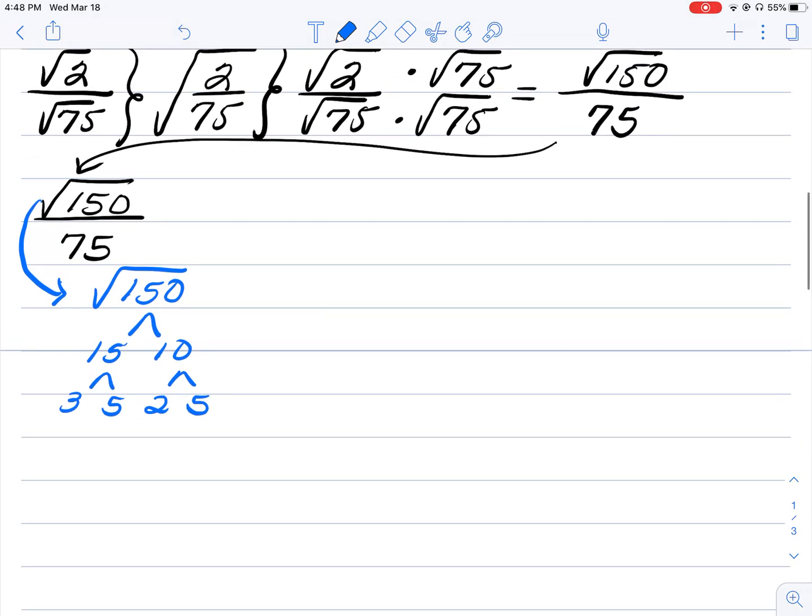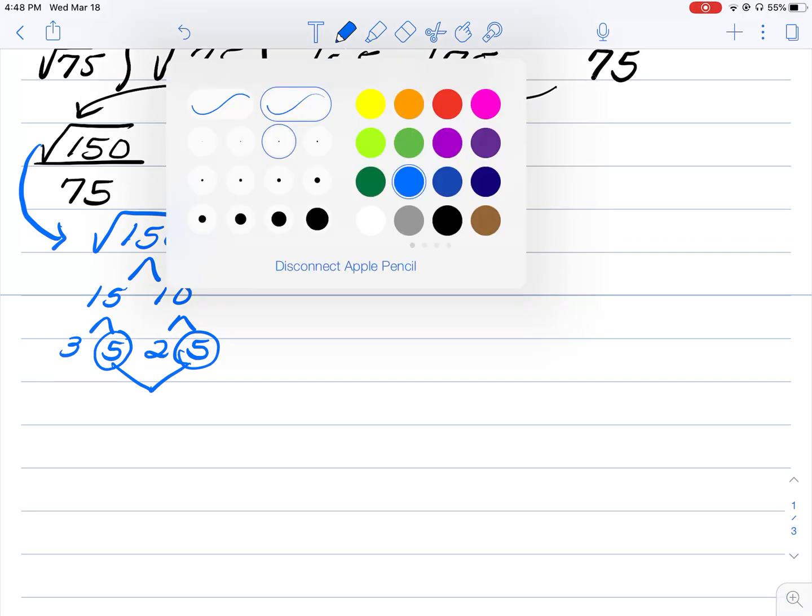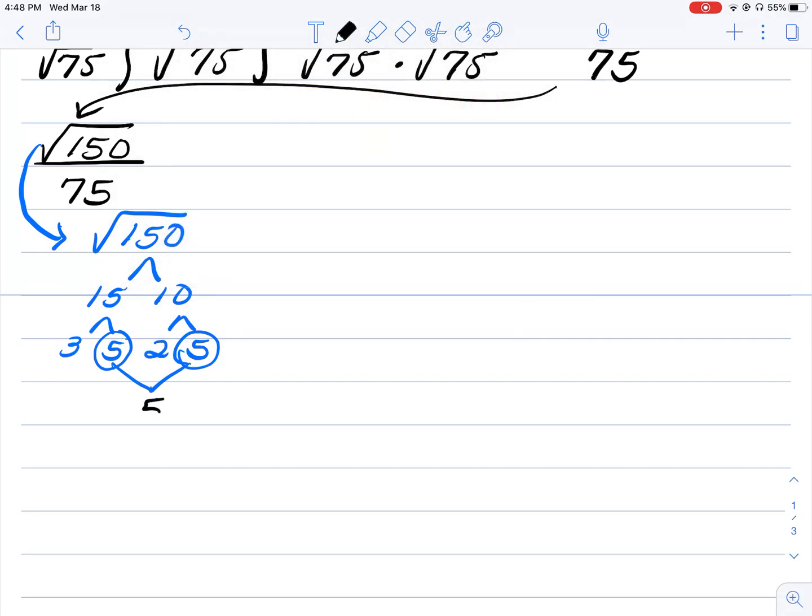And remember, any pairs, right, go on the outside of your radical. So let me put that there. My pair was 5. And everything that wasn't a pair gets multiplied and goes back inside. So 3 times 2 is 6. So really, my numerator is not the square root of 150. My numerator is 5 square root of 6 over 75, okay?